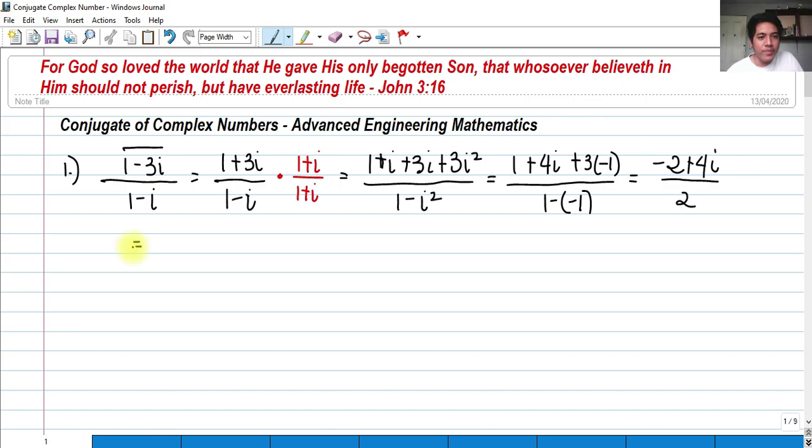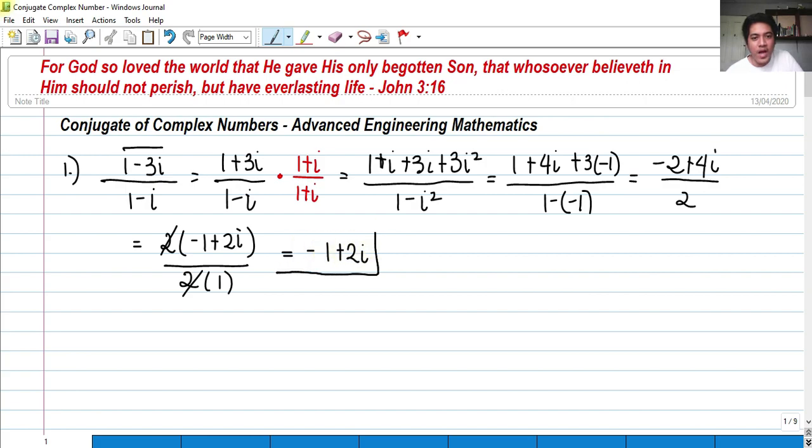So we can further simplify this. We can factor out 2. We have negative 1 plus 2i, all over 2 times 1. So we cancel 2. Then we have our answer finally, negative 1 plus 2i. So this would be our answer for our problem number 1.